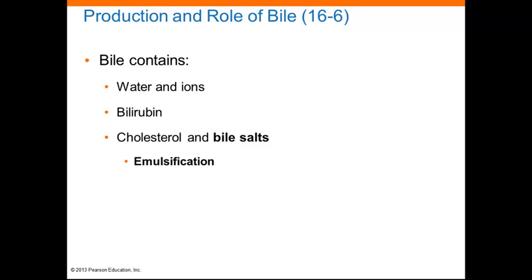Hepatocytes synthesize bile and they excrete it into the duodenum. Bile consists mostly of water and ions to dilute and buffer acids in the chyme. It also contains bilirubin from the breakdown of hemoglobin, cholesterol, and lipids called bile salts, and these are used to emulsify large fat globules into smaller ones. And the idea here is that emulsification will increase the surface area of the lipid for enzymatic action.